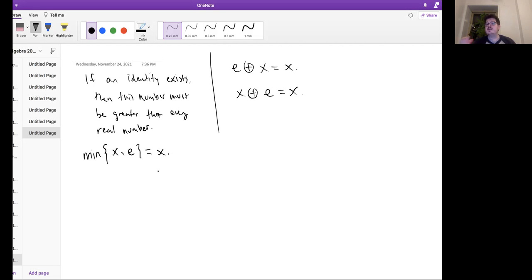This E number needs to be bigger than every single number, right? And you see why that's not true, right? There is no such number. Maybe you can say like infinity, but that's not a number. So does that make sense? What we know about real numbers is there is no biggest number. If there was an identity, that would be the identity. The biggest number would need to be the identity, but that's not a thing.